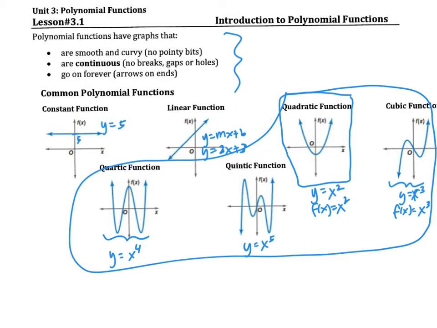Well, the graphs will be smooth and curvy, so you won't have any pointy tips. So you might think of an absolute value, right? An absolute value graph is like a V, right? It has a point there. So a cubic function or a quartic function or a polynomial function will not have that. The graphs need to be continuous, so you can't have any breaks, gaps, or holes in the graph. And they need to go on infinitely, so go on forever and ever, so therefore we put arrows on the ends.